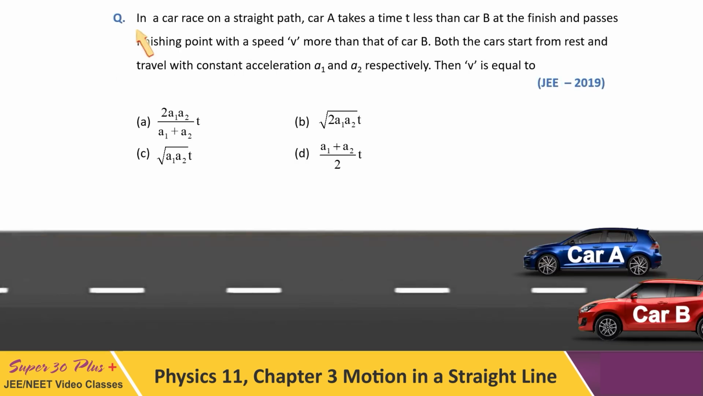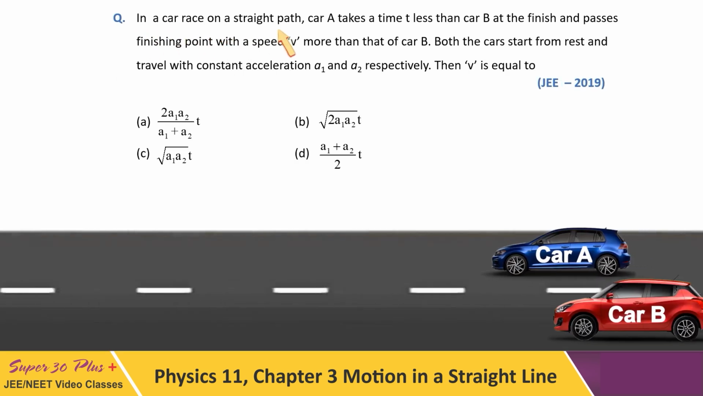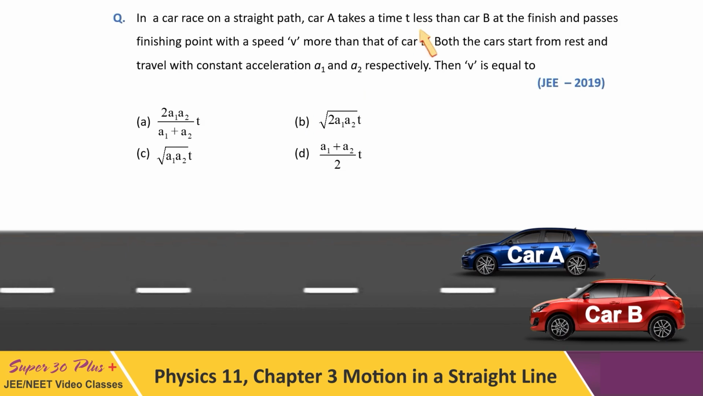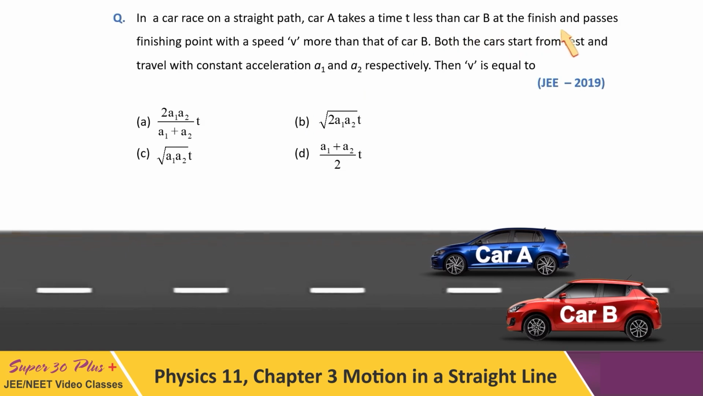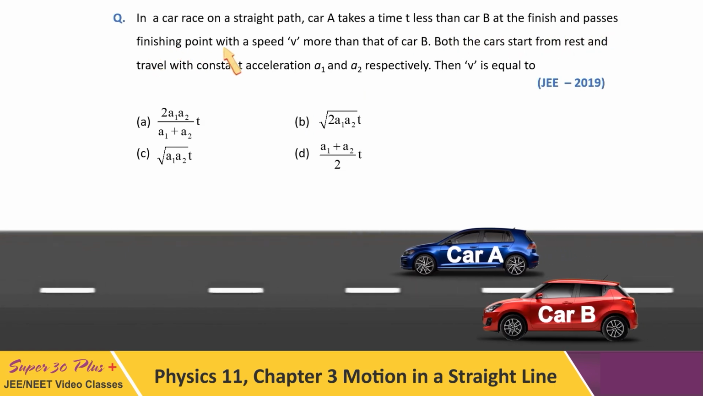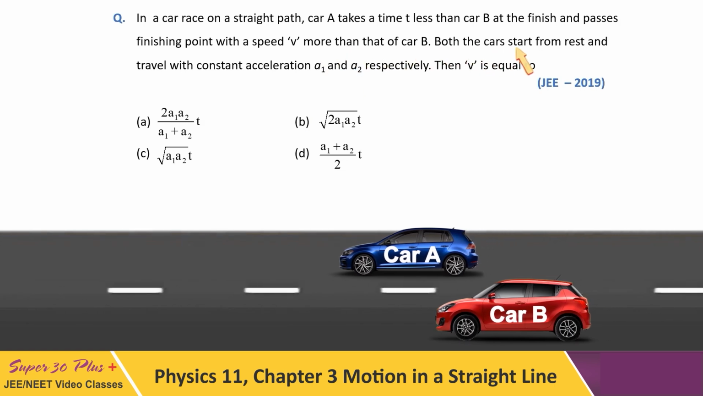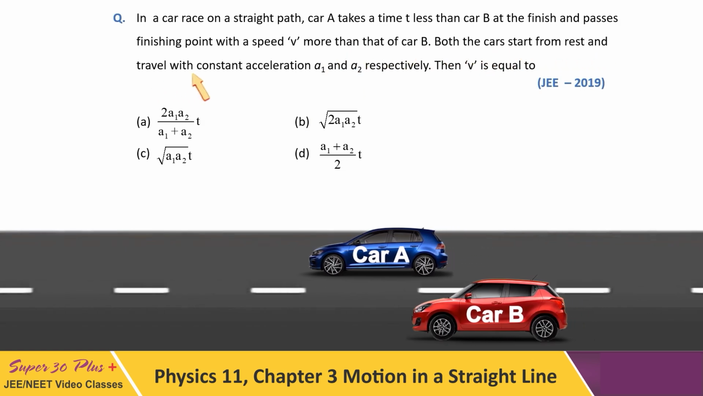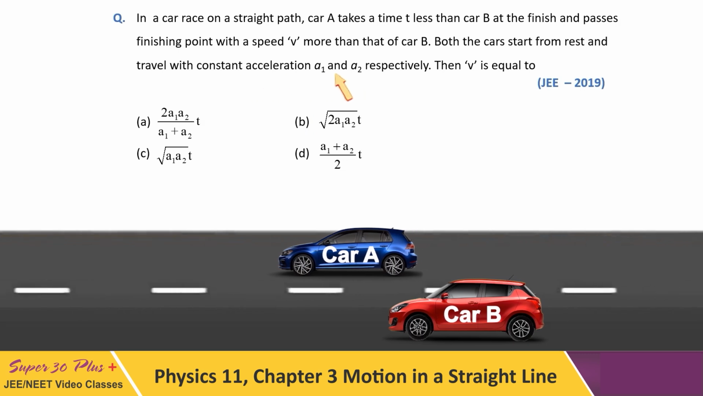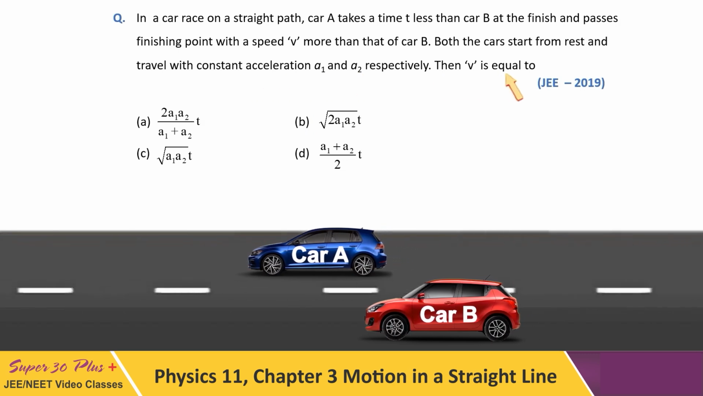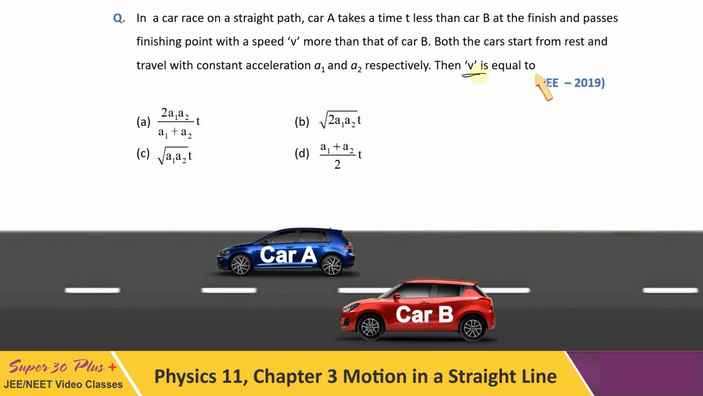The next question says, in a car race on a straight path, car A takes a time t less than car B at the finish and passes finishing point with a speed v more than that of car B. Both the cars start from rest and travel with constant accelerations a1 and a2. Then v is equal to, it is asking the value of v.